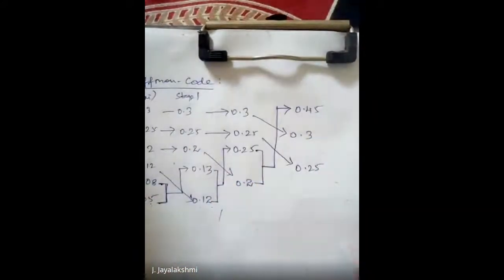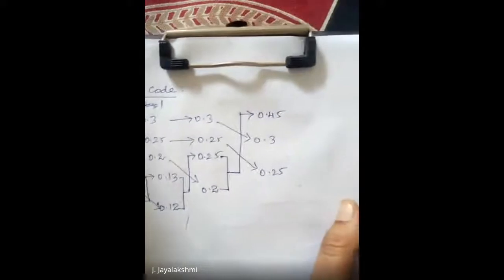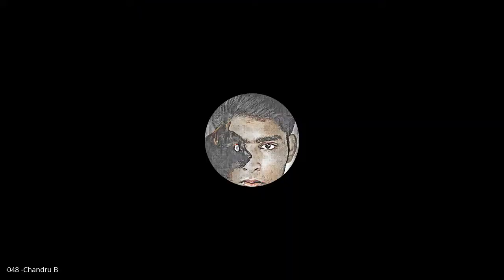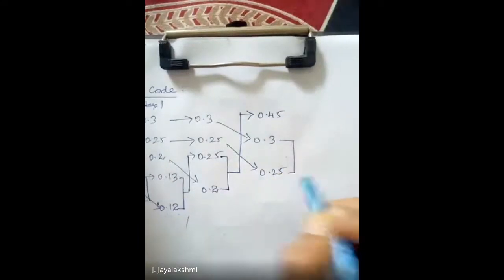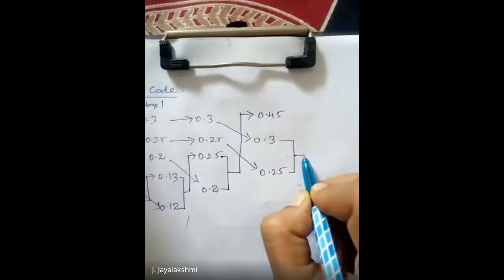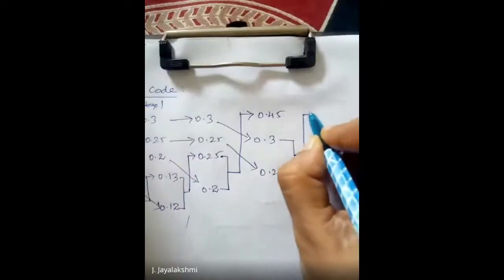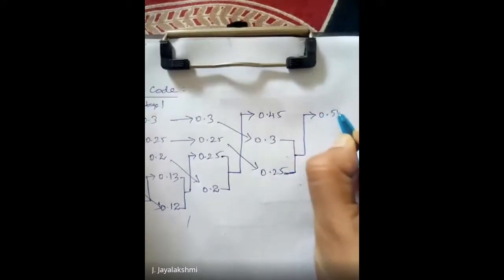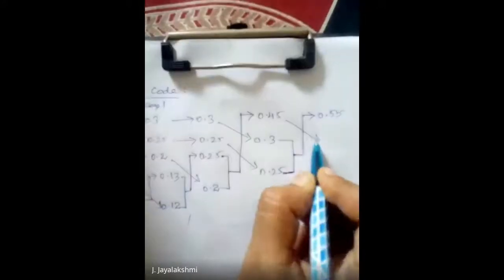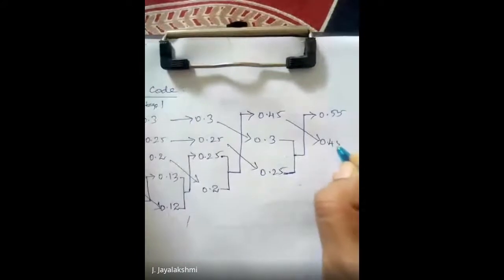So what is the next step? Can anyone tell me what will be the next step? What you are supposed to do? Add the last two. Yeah, add 0.3 and 0.25. What is it? Adding these two, 0.55. So obviously it is greater than 0.45. So bring 0.45 here.